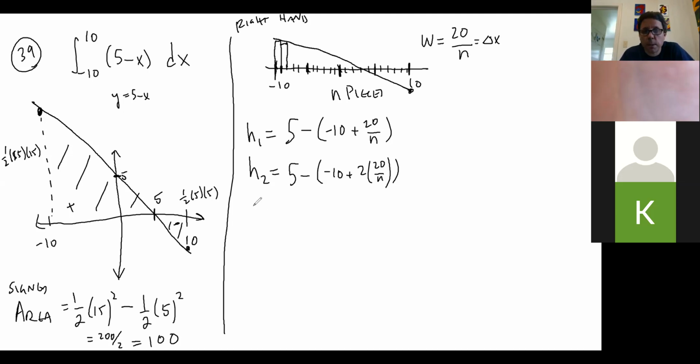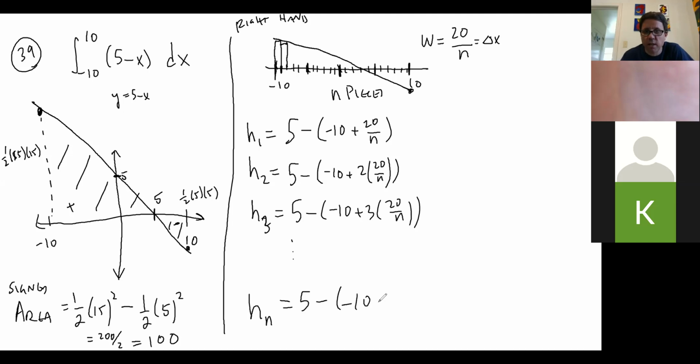And I did that until the height reached 20. So like the height reached 10. It would be, let's see, the last height, so height 3 would be 5 minus 10, plus 3 copies of 20 over 10, and then keep going until I get to the last height, which is actually the nth height. It would be 5 minus 10 plus n copies of 20 over 10.